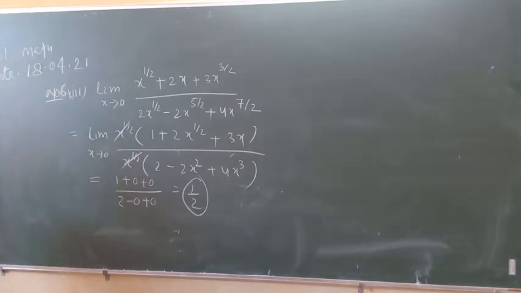You look, when limit x tends to 0, the lowest power is taken common or divided out of both the numerator and denominator. But in case of limit x tends to infinity, then the highest power is divided out of both numerator and denominator. So that is number 6, part 3i.